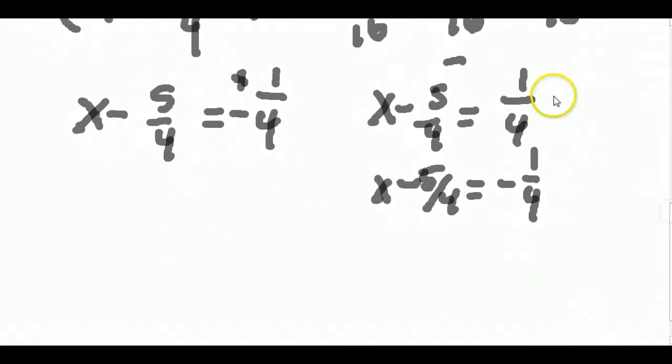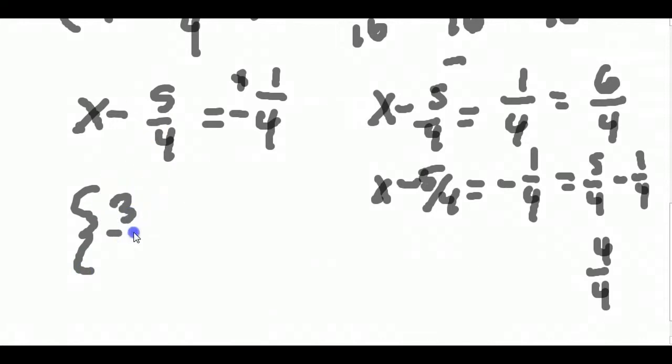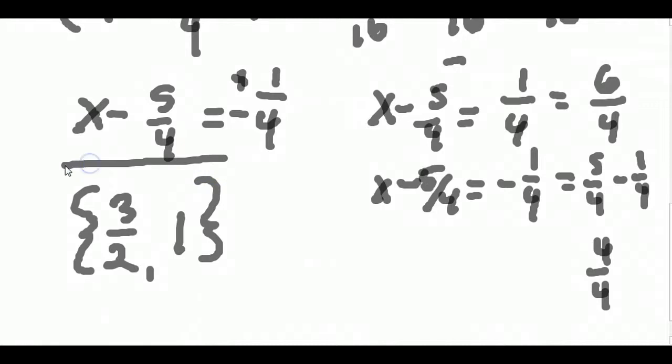And then when you solve those, x minus 5/4, when you move that 5/4 over, it becomes a positive, so you end up with 6/4. And then if you have x minus 5/4 equals negative 1/4, you have 5/4 minus 1/4, which gives you 4/4 or 1. So then you have an answer of 6/4 or 3/2 if you reduce it, and 1. And that's how you get your answers.